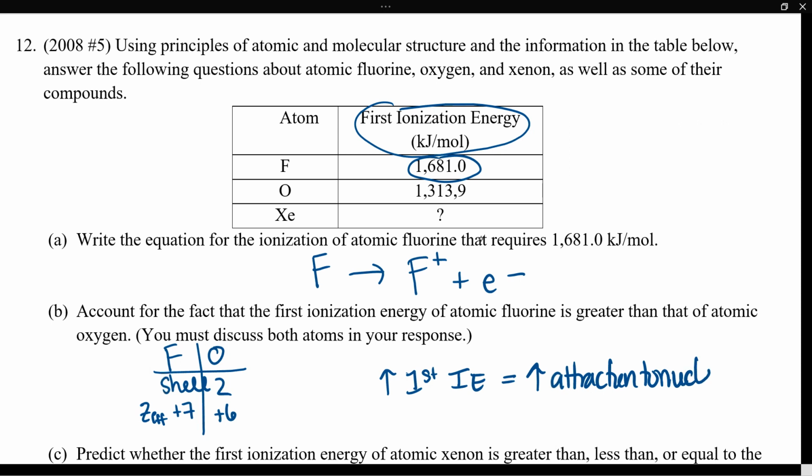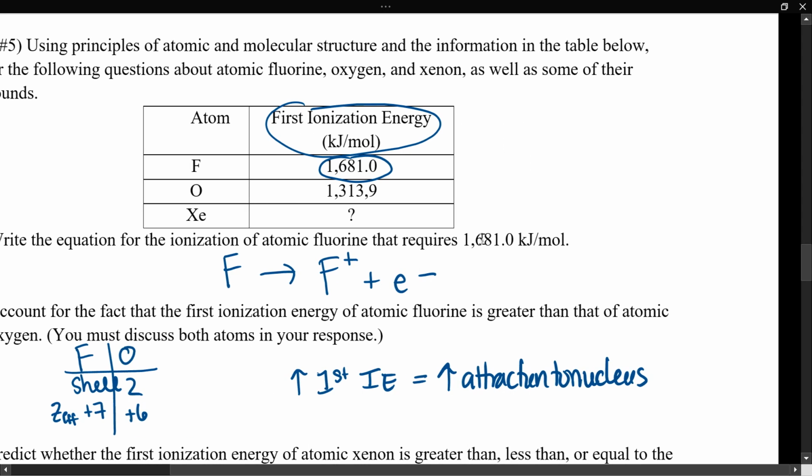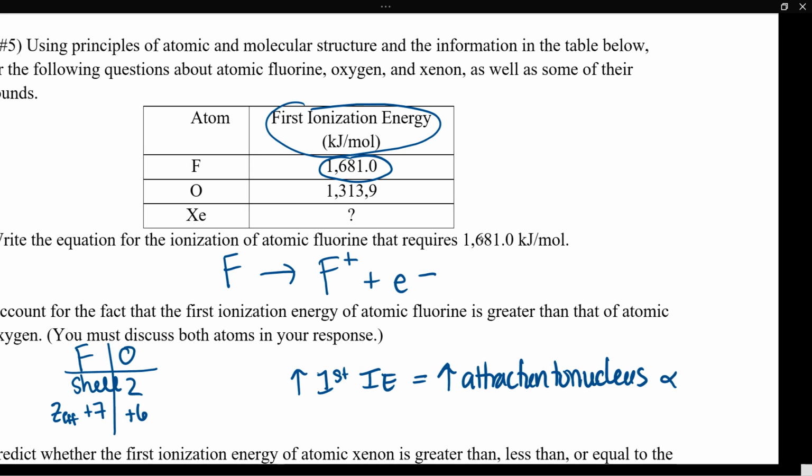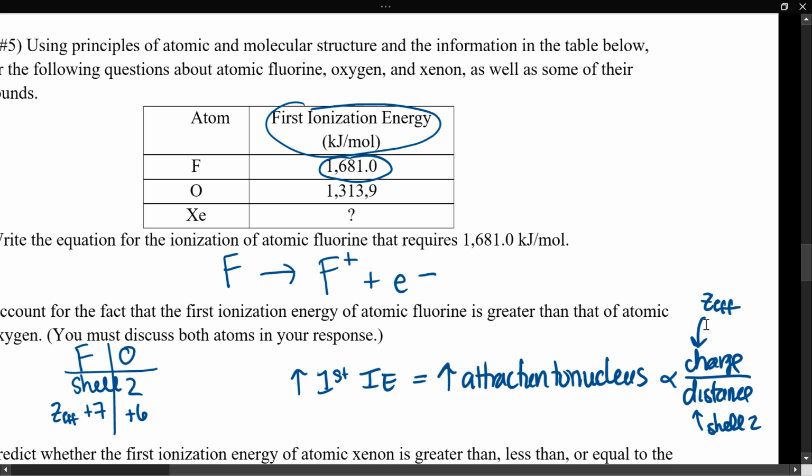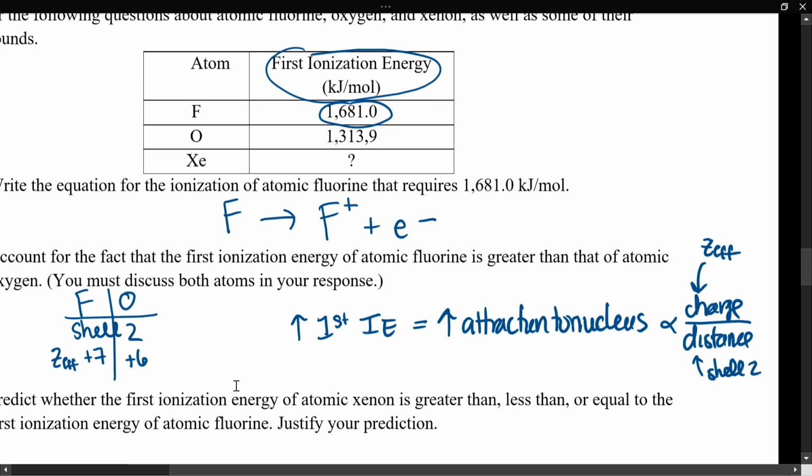And remember, when we're thinking about attraction to the nucleus, we want to think about those two variables. Think about Coulomb's law. It's not force, it's charge over distance. In this case, the distance part is about the same since they're both in shell 2. They're in the same shell location, but the effective nuclear charge is what changes. So fluorine has a greater effective nuclear charge. Therefore, its electrons are more attracted to the nucleus. Therefore, it's got a higher first ionization energy.